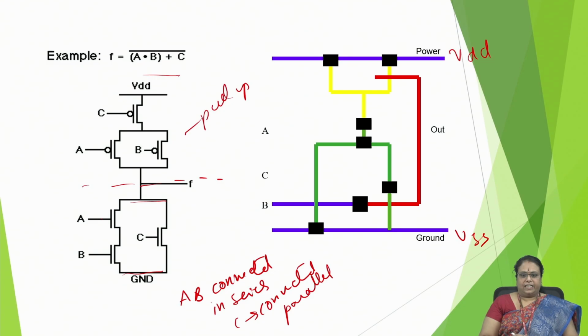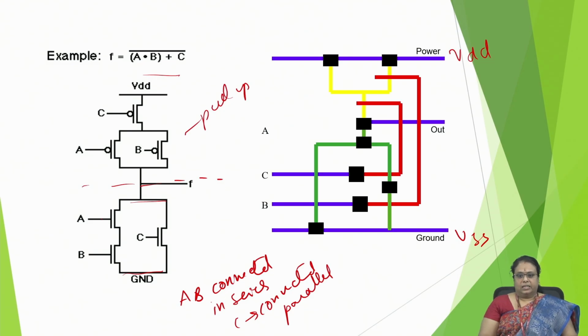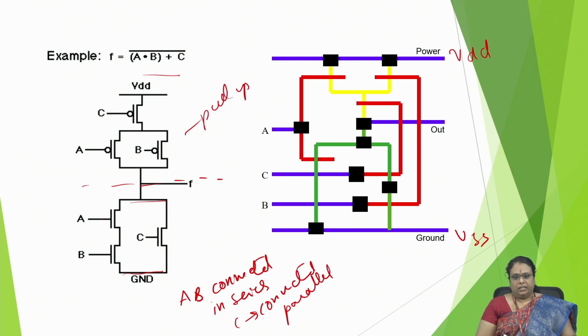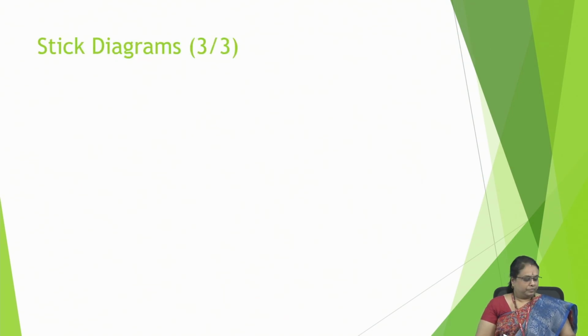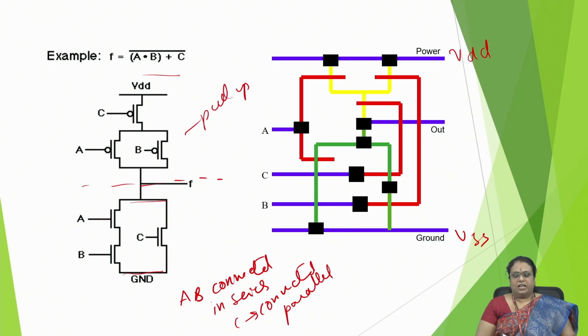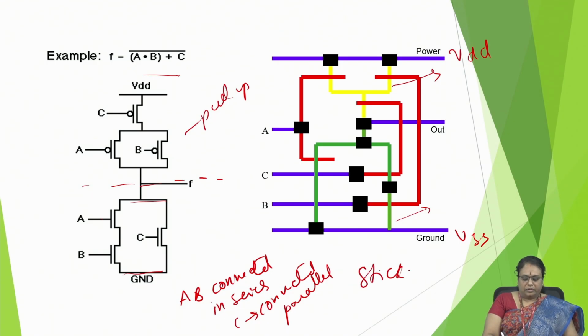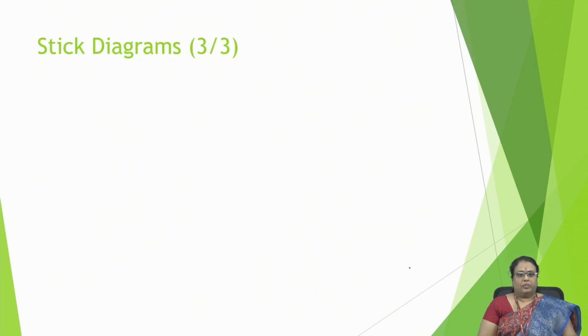See, the B is connected there. C is in series at the pull-up side and parallel at the pull-down side. So this is how we need to draw it. I hope you understand how we drew this, how the series and parallel combinations are made here based on the schematic diagram, right? This is our N diffusion if you understand, and this is our P diffusion, and this is how we draw the schematic diagram as well as the stick diagram for this example, right?